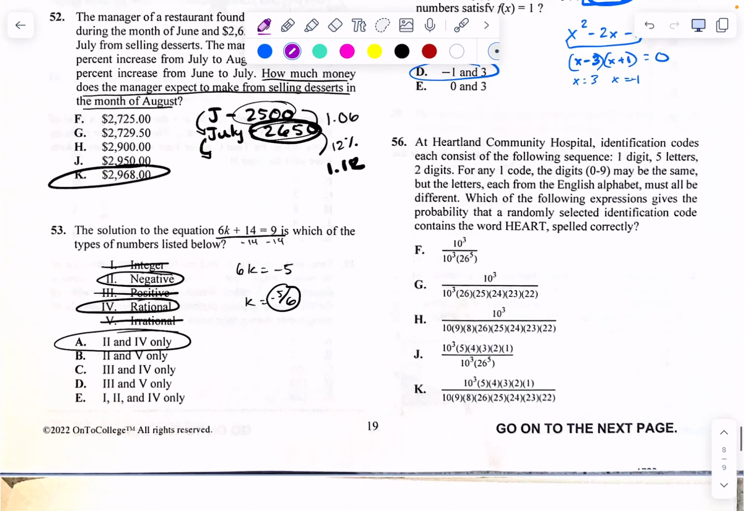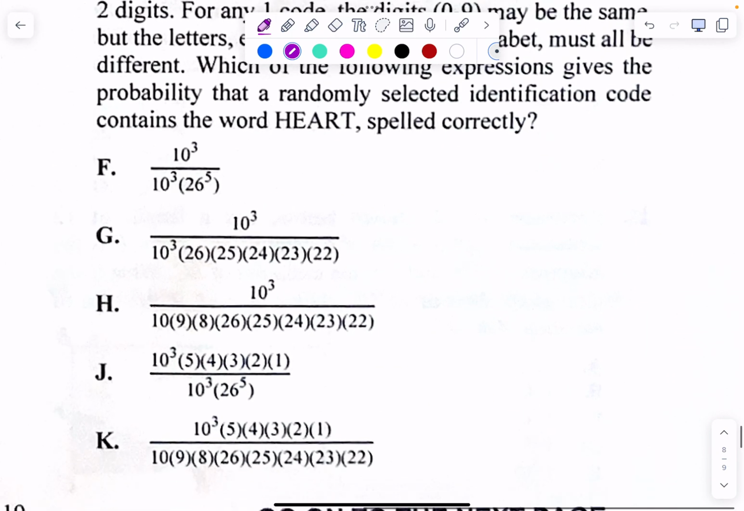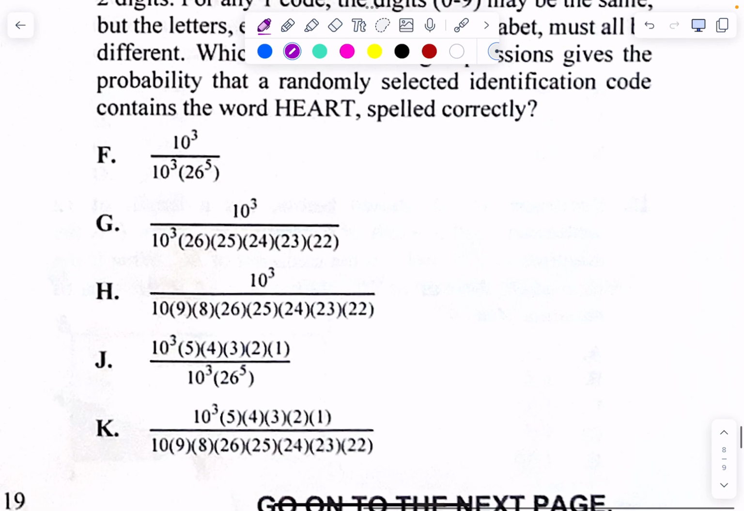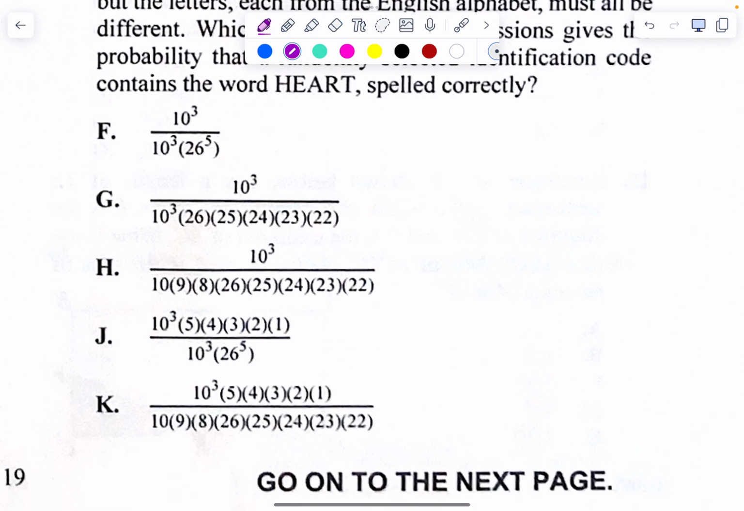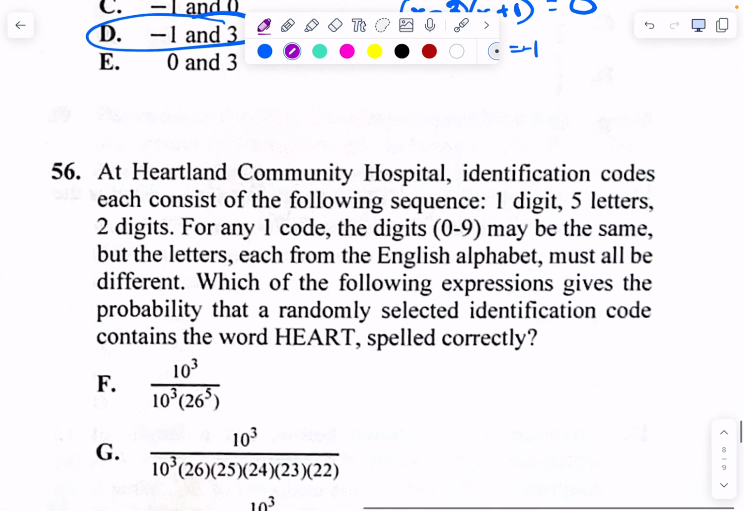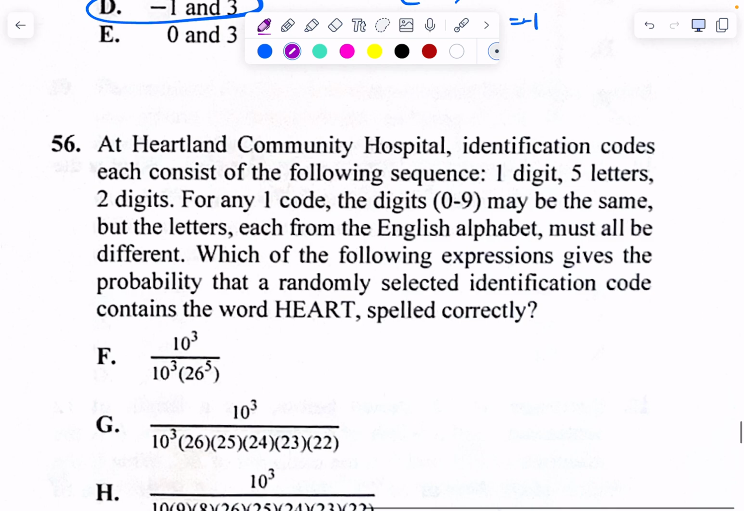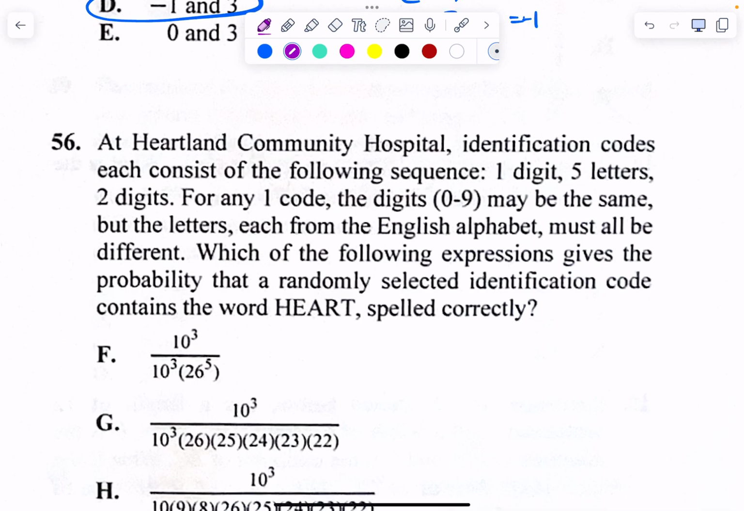56, I think is the one we're on. Look at those answer choices. How ugly. But what I noticed from those answer choices is that none of them are solved for, right? Okay, at Heartland Community Hospital, identification codes consist of the following sequence: 1 digit, 5 letters, 2 digits. For any one code, the digits 0 through 9 may be the same, but the letters from the English alphabet must be different. Which of the following expressions gives the probability that a randomly selected identification code contains the word HEART spelled correctly?